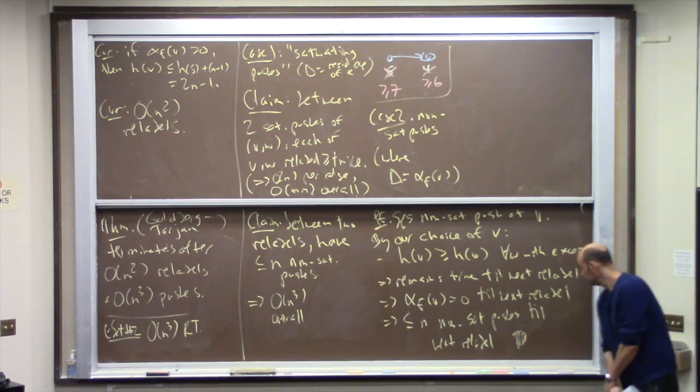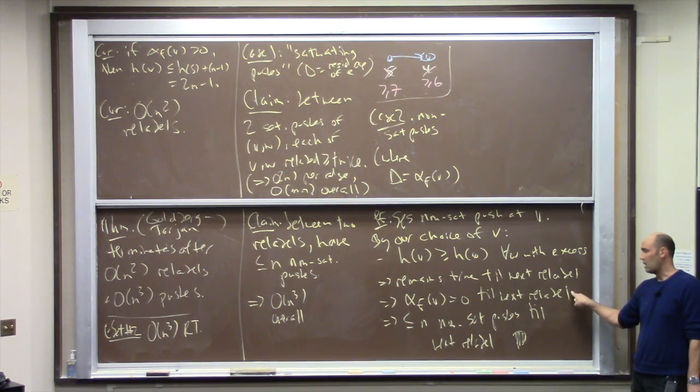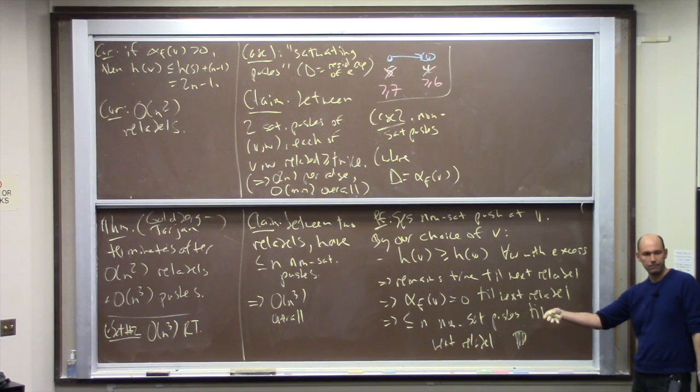Question? Yep. Could you explain how the last statement is applied? This one? Yeah. Sure. So a non-saturating push at V reduces its excess to zero, and until there's a relabel, it will never become positive again. So for every non-saturating push before a relabel, that's one more vertex whose excess you've zeroed out. If I've done 10 different non-saturating pushes, I've got 10 different vertices that all have excess zero. If I've done n of them, everybody has excess zero. But that means I have a flow and the algorithm's done.